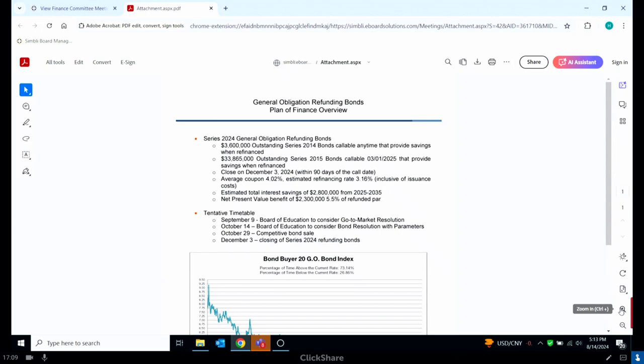And then following the sale, there are some other procedures that need to be done, like registration at the state auditor's process, that would then occur ahead of a closing on or about December 3rd.